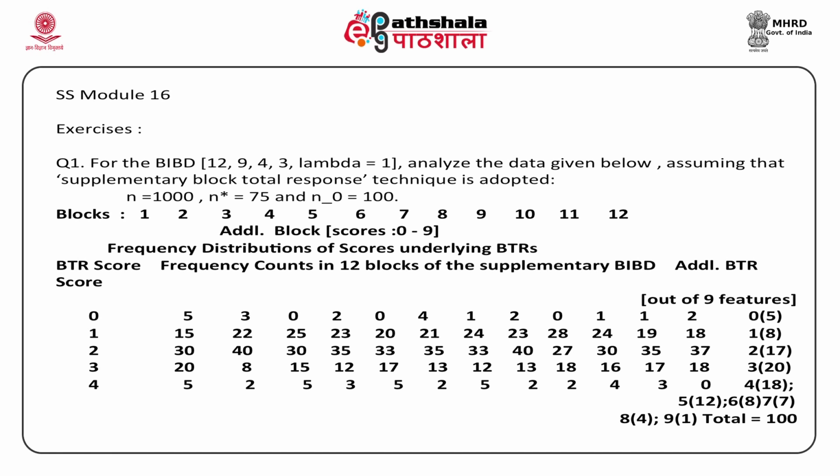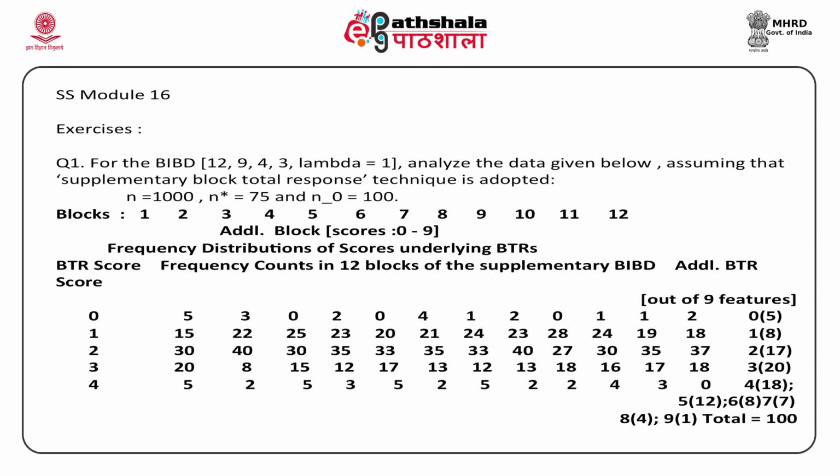So, what is the lesson? The score of 0 for 5 individuals out of 75, score of 1 for 15 out of 75, score of 2 for 30 out of 75, score of 3 for 20 out of 75, score of 4 for 5 out of 75. So, every column has a total of 75, 75, 75 till the end. Is it clear? That shows the frequency distribution of the BTR score.